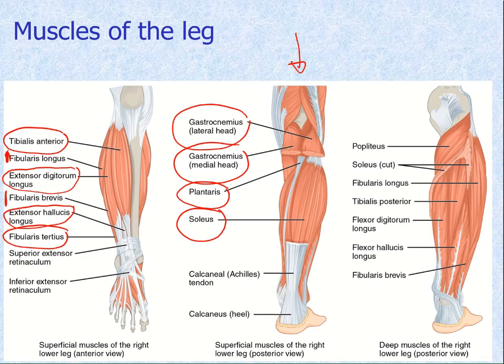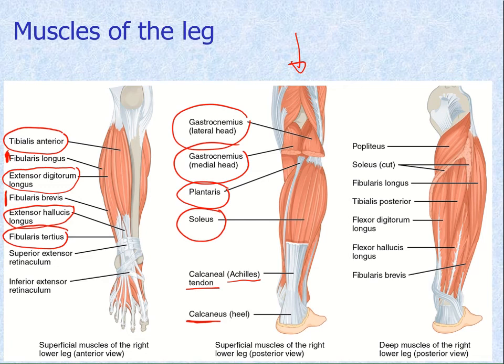The three muscles form a common tendon which is called Achilles tendon. Sometimes it is called tendo-Achilles, or it can be called calcaneal tendon. This tendon is attached to the calcaneus of the foot. These muscles are responsible for plantar flexion of the foot at the ankle.